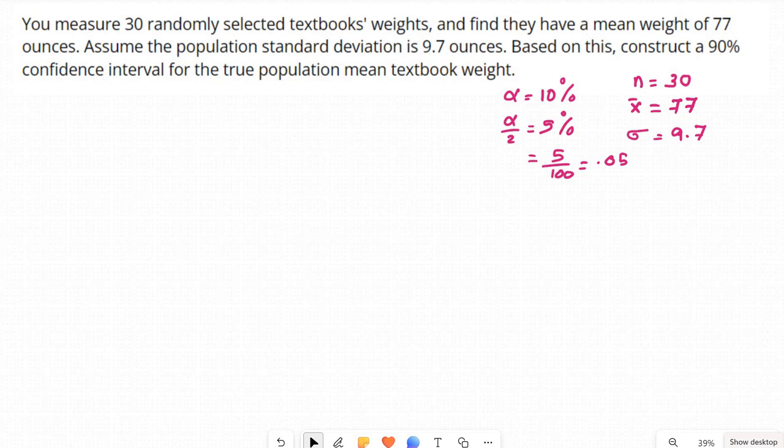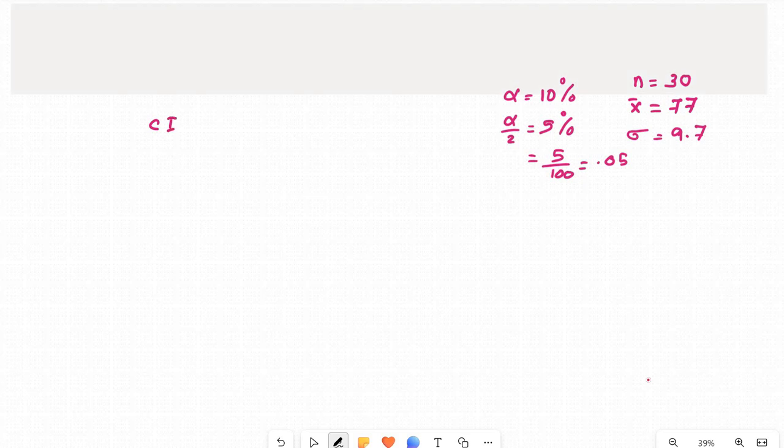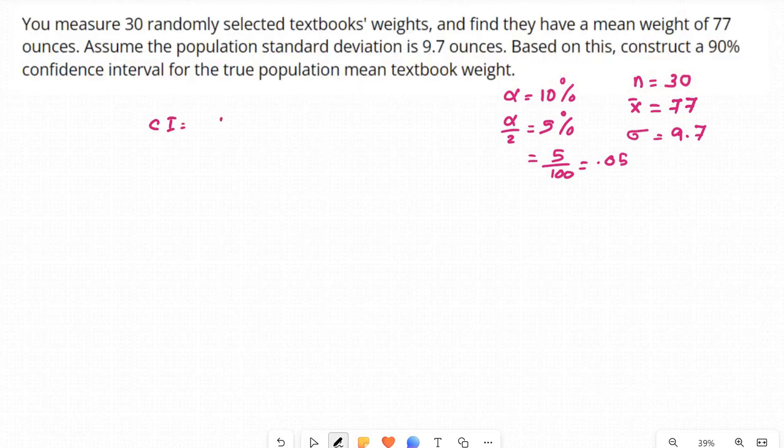Now, how do we find the confidence interval? The confidence interval is given by the formula CI is equal to X bar plus or minus the margin of error, ME. So we need to find ME. Margin of error is equal to Z alpha by 2 into sigma over square root of n. We know sigma is 9.7 and n is 30, so we need to find Z alpha by 2.